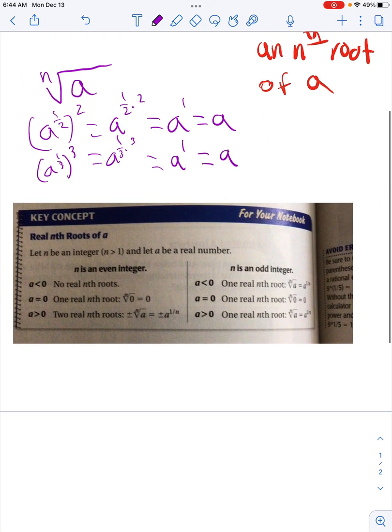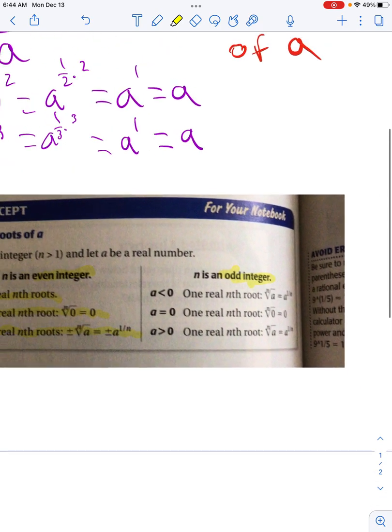So if we look at what we have here, if n is an integer that is greater than 1, and a is some real number, if a is less than 0, you have no real nth roots. If a equals 0, you have one real root, which is 0. And if a is greater than 0, you have two real nth roots, which you can find right here. And again, this is if it's an even integer, and then we have the same set of rules if we have an odd integer.